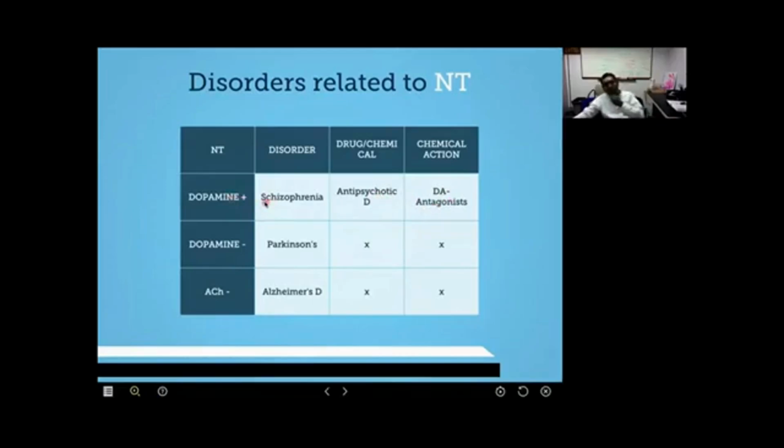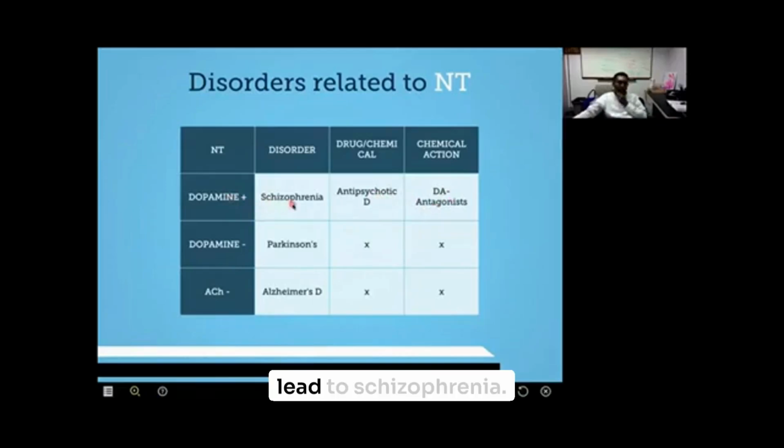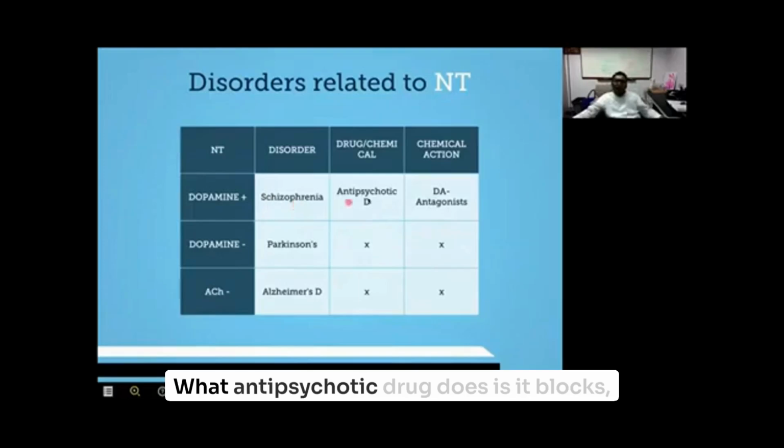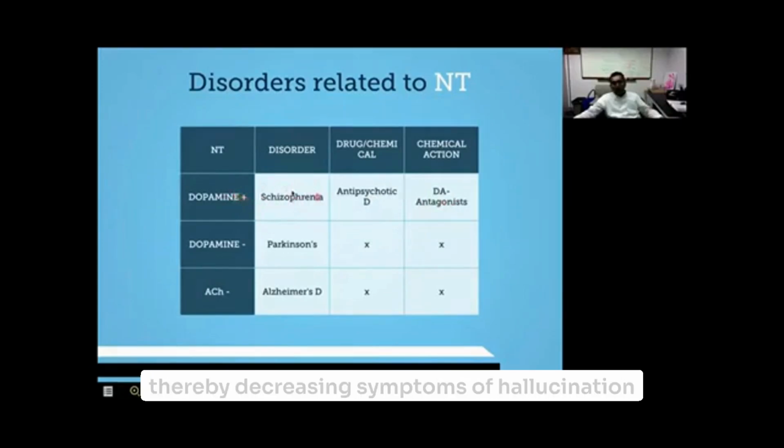Excess of dopamine in certain parts leads to typical schizophrenic symptoms, including hallucinations and delusions. So what an antipsychotic drug does is it blocks dopamine receptors in the synapses, especially on the postsynaptic neuron, thereby making dopamine less available and thereby decreasing symptoms of hallucination.